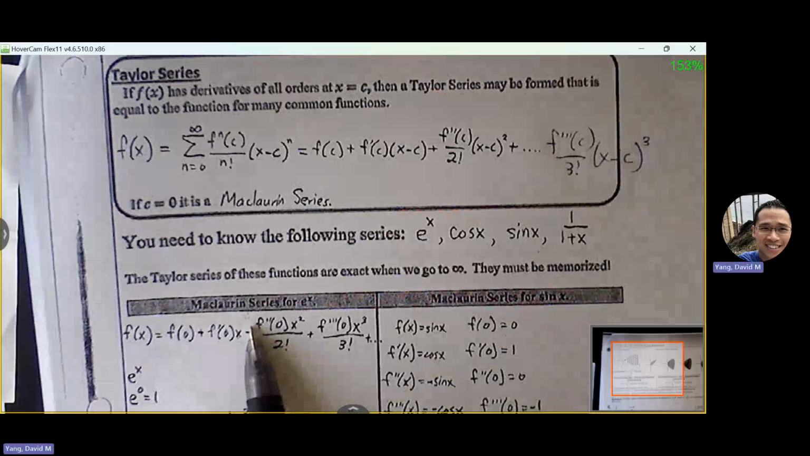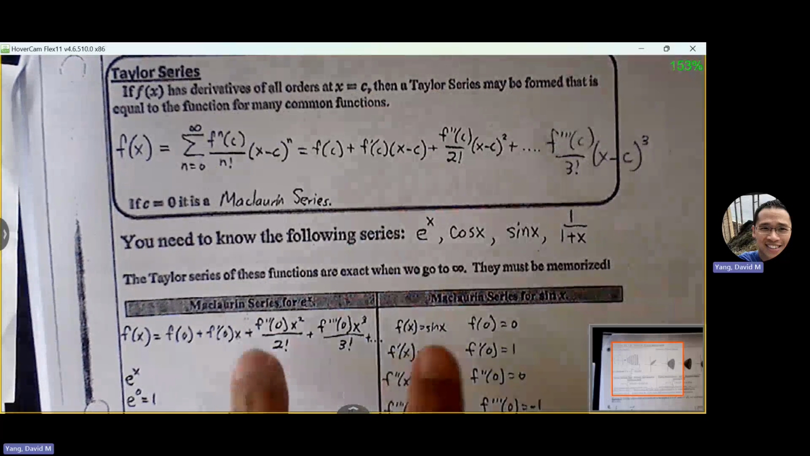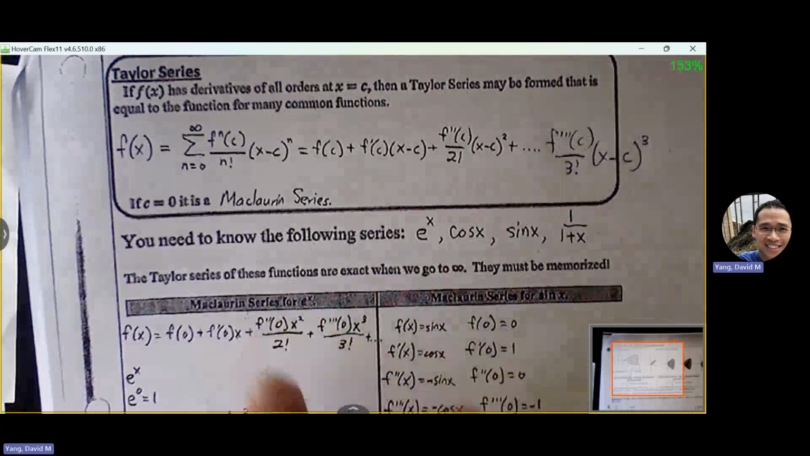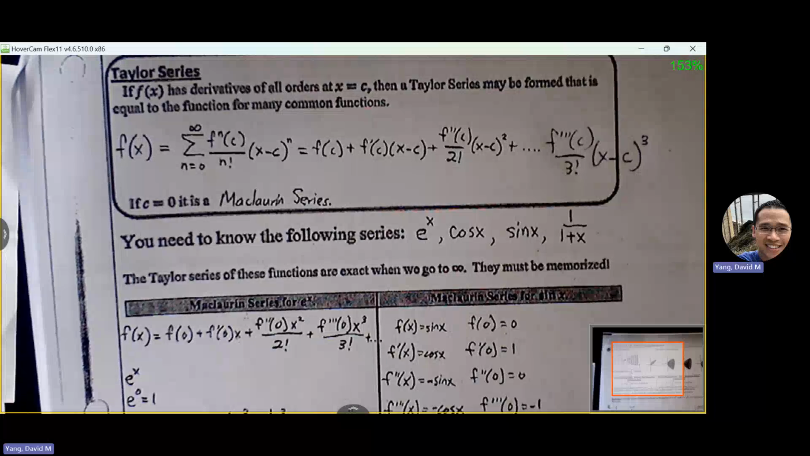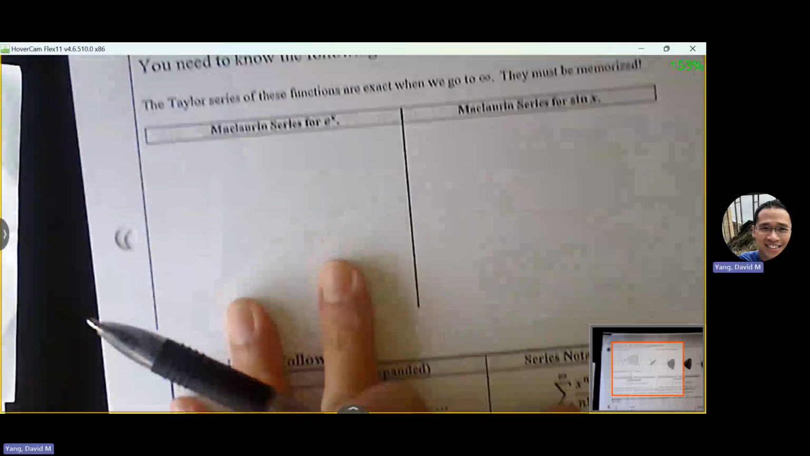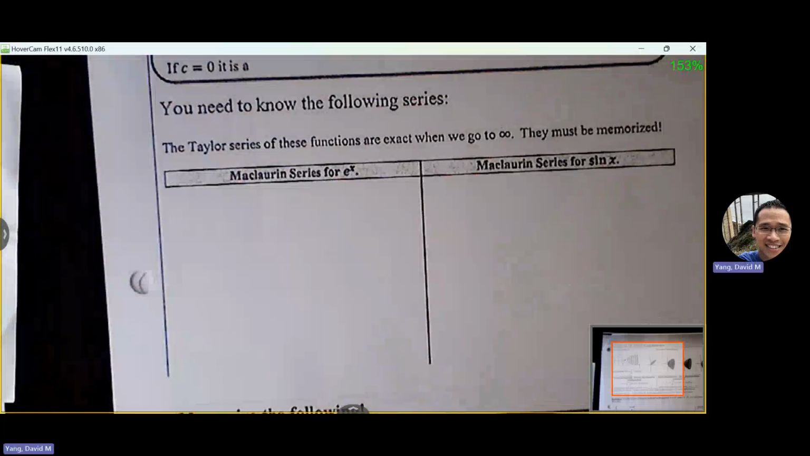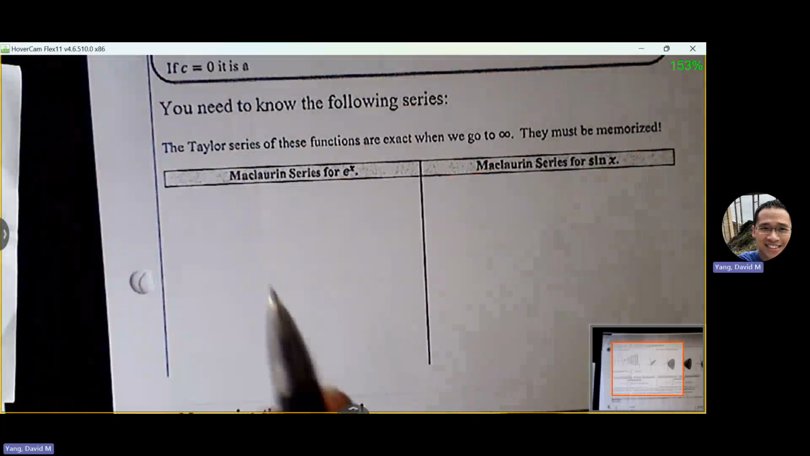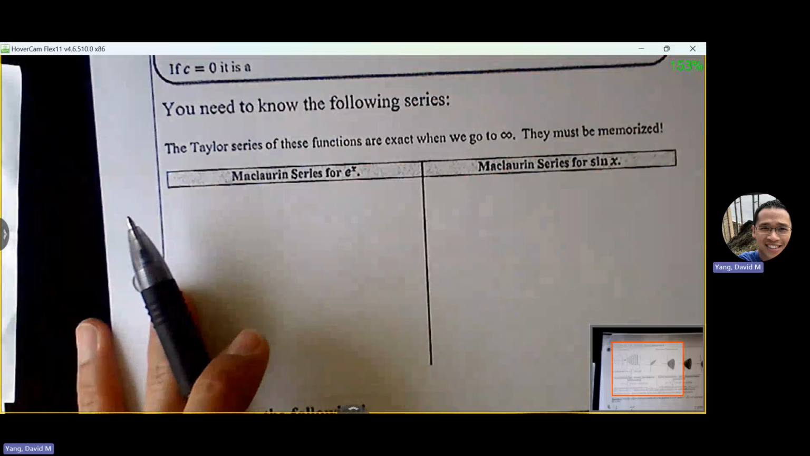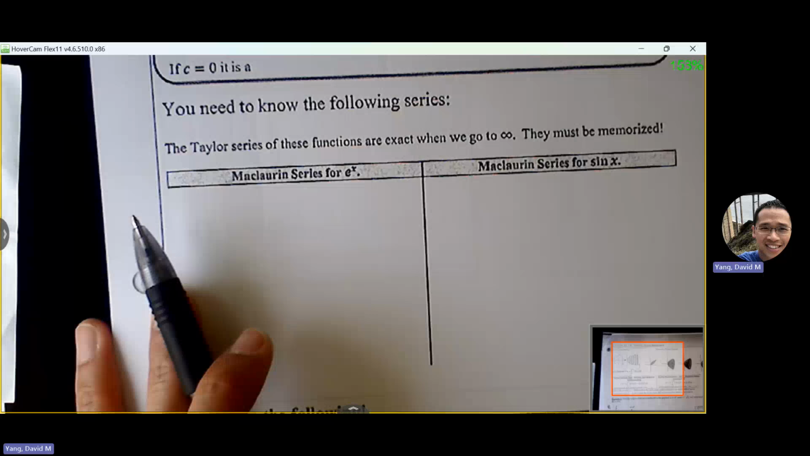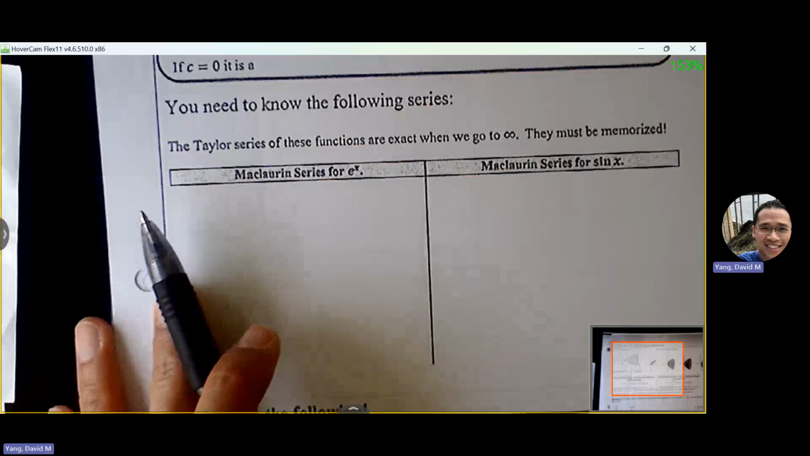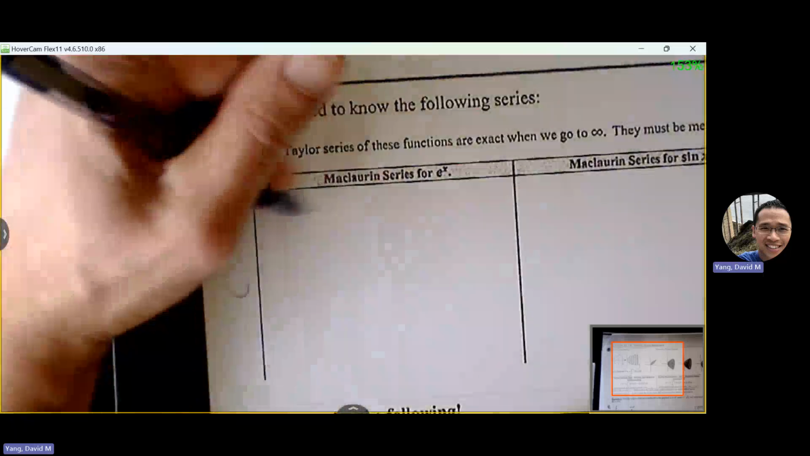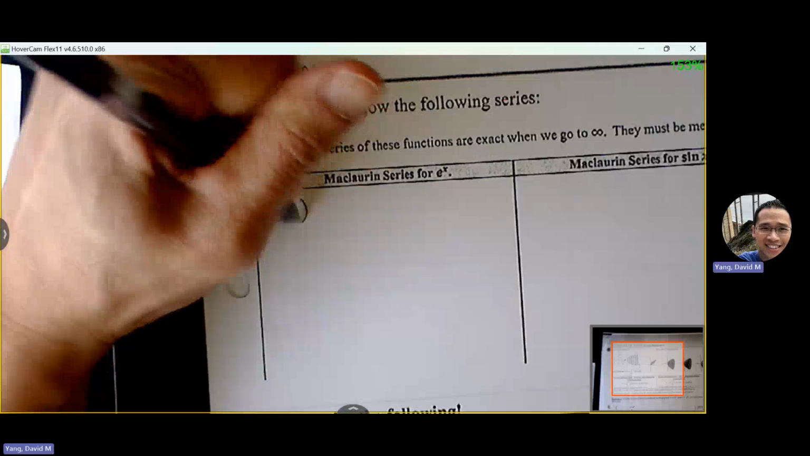But let's see if we can build out one or two of these. Let's build out the Maclaurin series for e to the x, and then for sine of x, just so you can see what it looks like to build it from scratch, and then we'll talk about working towards memorizing them. For the Maclaurin series for e to the x, we're going to gather all the information that we need from the ordered pairs at 0 and all the derivatives at 0 as well. So our function is e to the x.